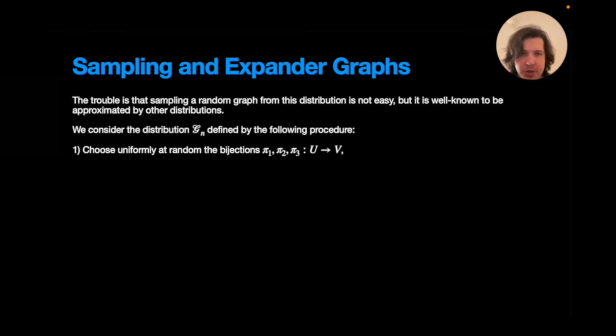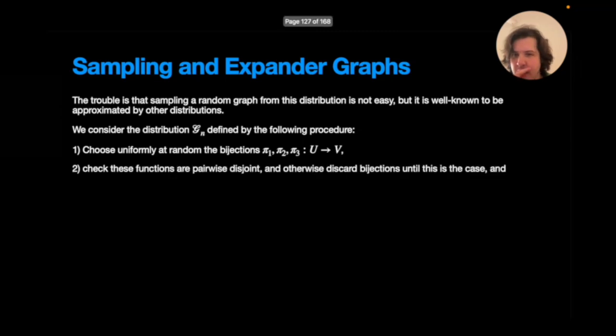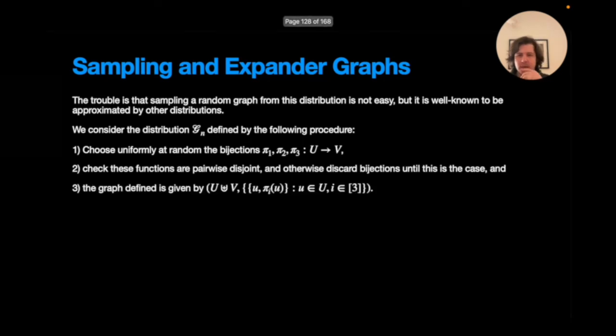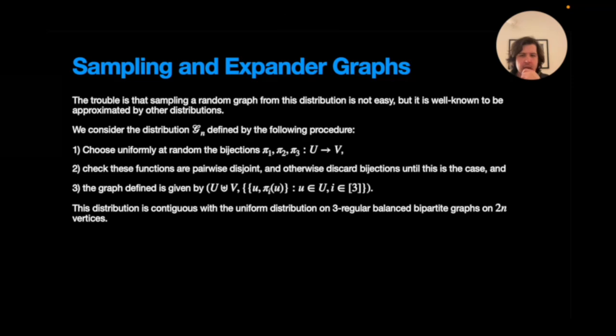partitions, right? The bipartitions of this graph. And we check that these functions are pairwise disjoint, right? We need to, of course, ensure this so that the resulting graph is 3-regular. And if it's not the case, we discard bijections until it is the case, right? And we get a graph defined as follows, right? So in other words, each edge is defined by one of those permutations. And importantly, this distribution is contiguous with the uniform distribution on 3-regular balanced bipartite graphs on 2n vertices.